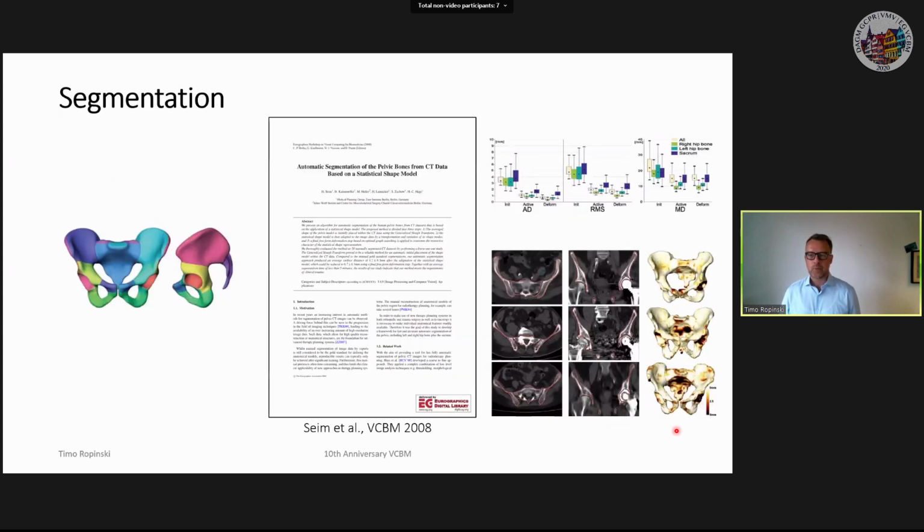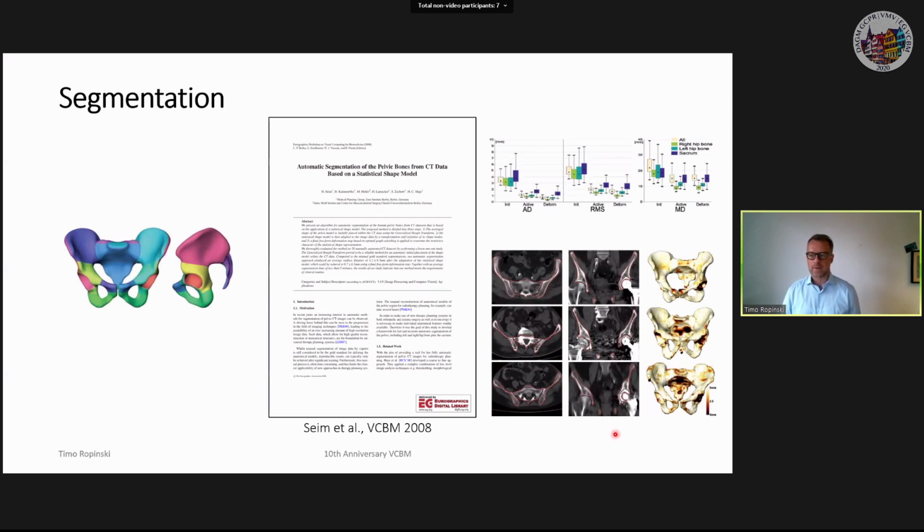From visualization, we can go to analysis. So this is a segmentation paper from Seim and colleagues published in 2008. It's about statistical shape models for segmentation of pelvic bones. And here you can see the different parts. This paper has a really thorough analysis of the segmentation results. They present different error metrics, but also present good and bad cases, and it's very thoroughly written.